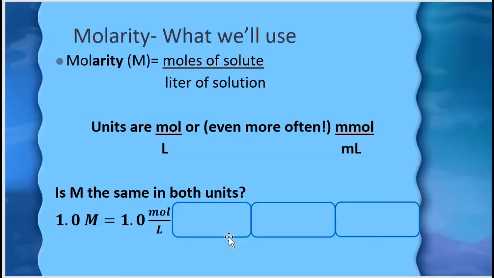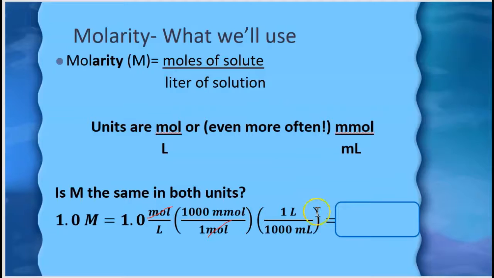If I take it in moles per liter and I want to get to millimoles per milliliter, well, the first thing I need to do is convert my moles. I would put moles on the bottom here so that I can get the moles to cancel. So moles cancel moles, and I'm in millimoles. This is in millimoles per liter. I want millimoles per milliliter.